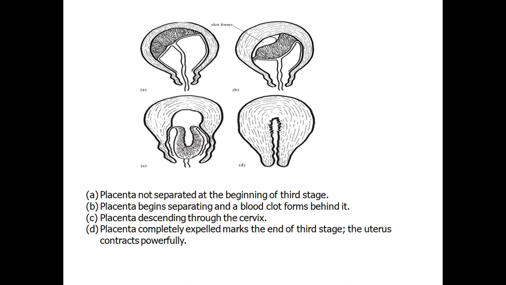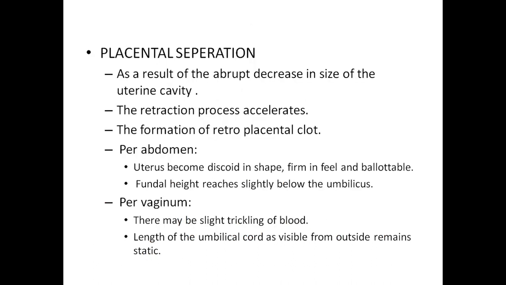The uterus contracts powerfully. Placental separation: as a result of the abrupt decrease in the size of the uterine cavity, the retraction process accelerates. The formation of a retroplacental clot occurs. Per abdomen, the uterus becomes discoid in shape, firm in feel and ballotable. The fundal height reaches slightly below the umbilicus. Per vagina, there will be slight trickling of blood. The length of the umbilical cord visible from the outside remains static.